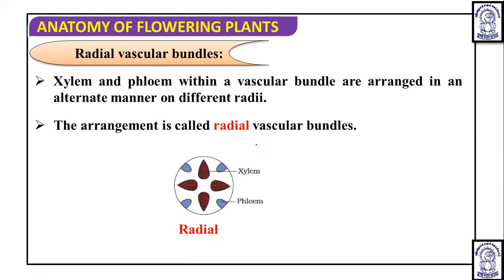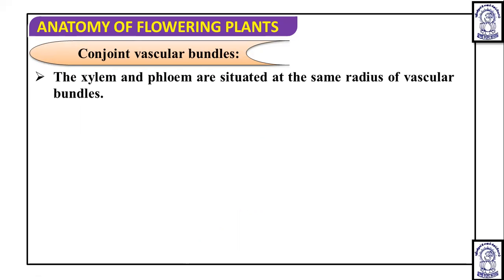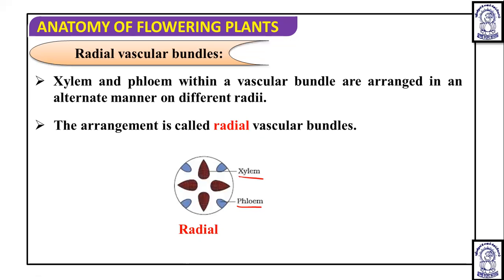See here, you can see this is the radial vascular bundle. This is the xylem, which is present on the inner side, and this is the phloem that is present on the outer side, and they are present at different radii in separate patches. Then we call it the radial vascular bundle. In the conjoint vascular bundle, as we have discussed, the xylem and phloem are situated at the same radius. One more important point you should remember: radial vascular bundles are present in dicot and monocot roots.